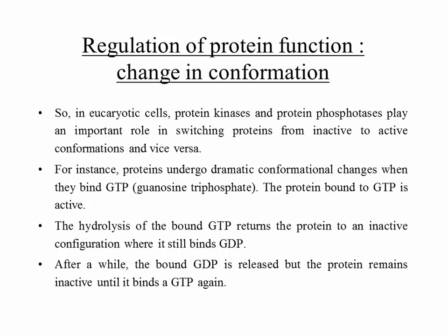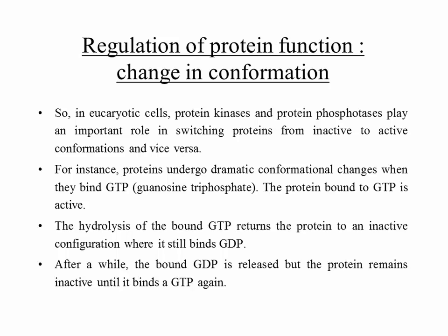So in eukaryotic cells, protein kinases and protein phosphatases play an important role in switching proteins from inactive to active conformations and vice versa. For example, proteins undergo dramatic conformational changes when they bind GTP. Again, GTP is guanosine triphosphate, just like adenosine triphosphate, ATP, except that instead of A you have a G, right? Now the protein bound to GTP is active. It's like it's hyperactive. If it's bound to GDP, it's inactive. So to activate that protein, it will bind GTP, but that GTP is slowly hydrolyzed, and then it becomes GDP, and the protein becomes inactive.